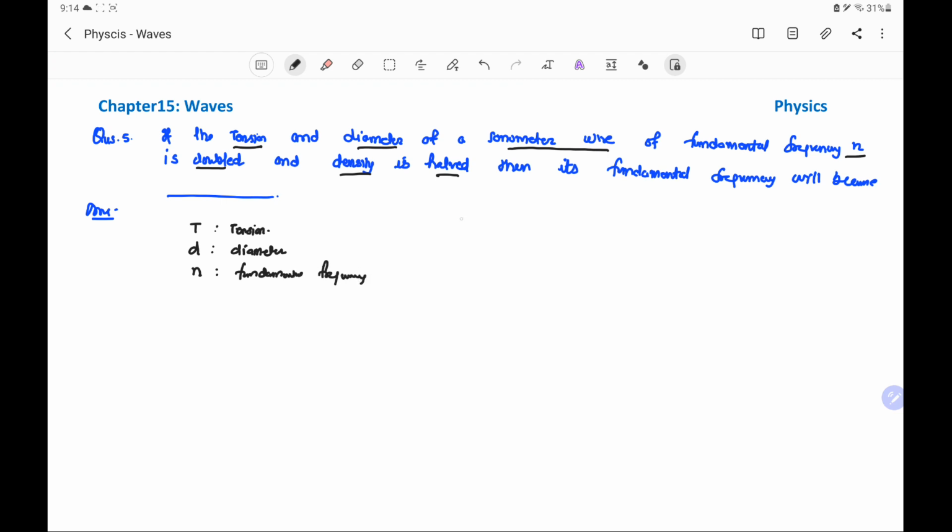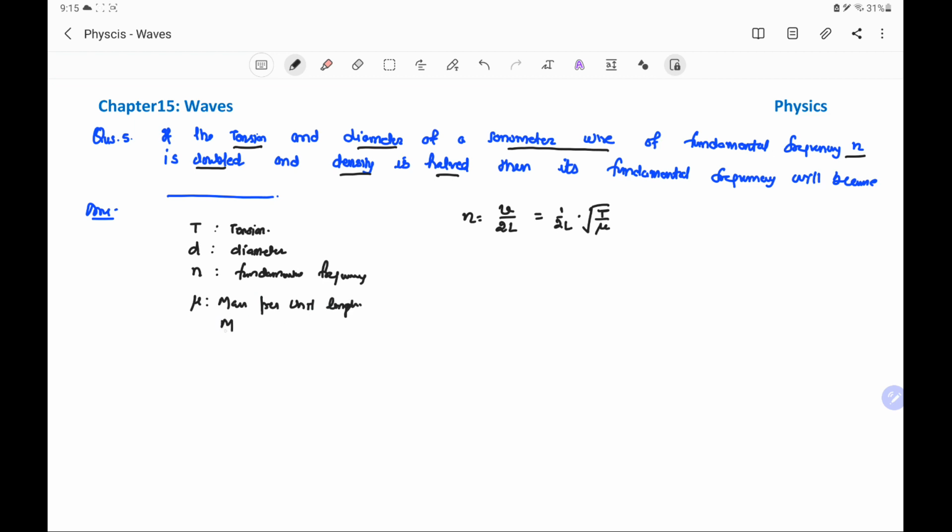And we know that the fundamental frequency of a stretched wire is V by 2L, where V is the velocity of the wave in the wire and L is the length of the wire. This will be equal to 1 by 2L, and the velocity is given by root T by mu, where mu is the mass per unit length and T is the tension in the string.